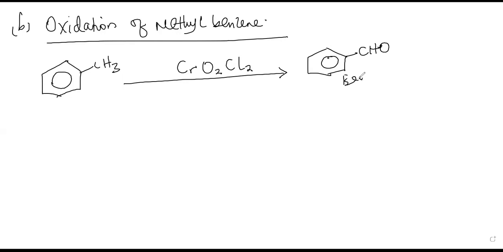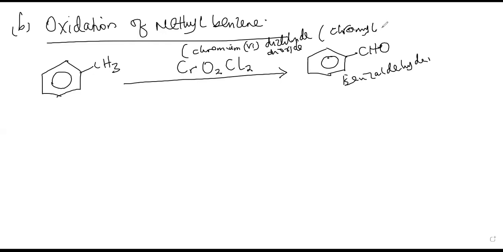This is benzaldehyde. But this reagent, because you may need to mention the name in case they say without using equations. We shall do examples about synthesis after doing the preparation. So you can read it as chromium 6 dichloride dioxide, or one can call it chromyl chloride.